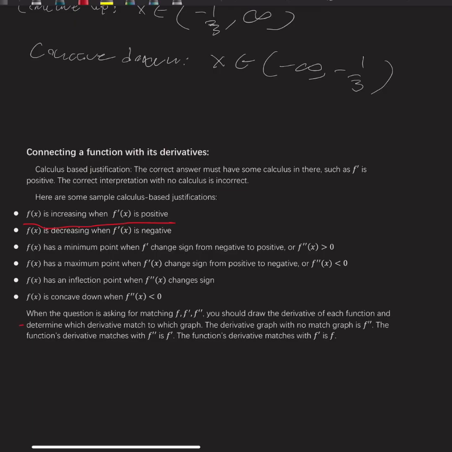And there's a type of question asking you to match f, f prime, and f double prime. So draw the derivative of each and find which graph it matches. If there's no match, then it's f double prime. If there's a graph that matches with f double prime, it's f prime. And the last one is just f.